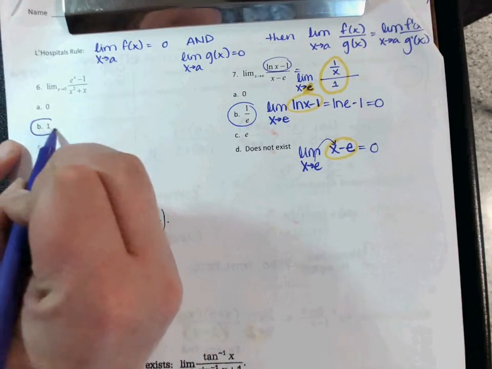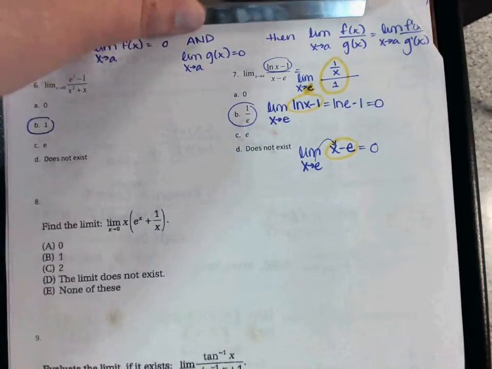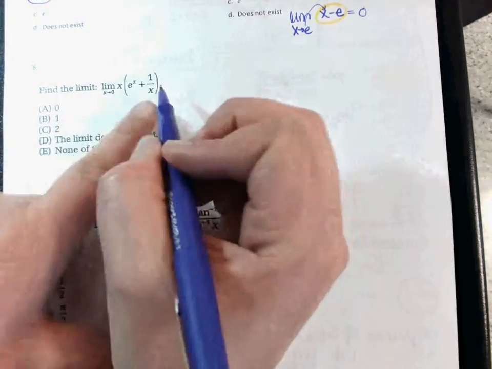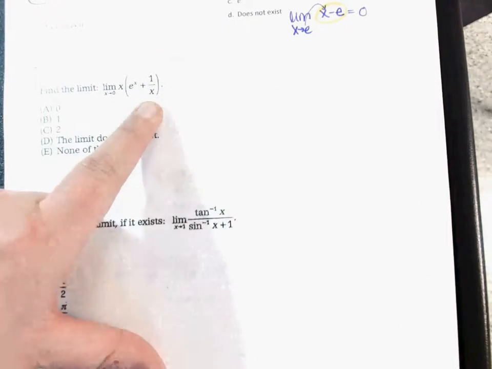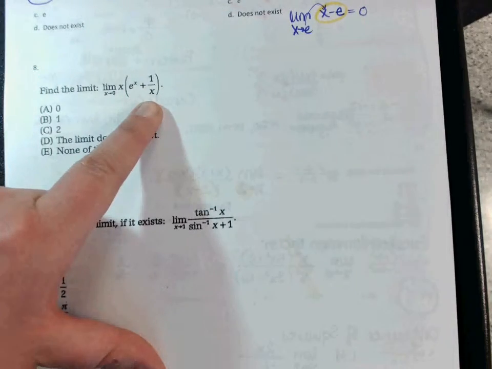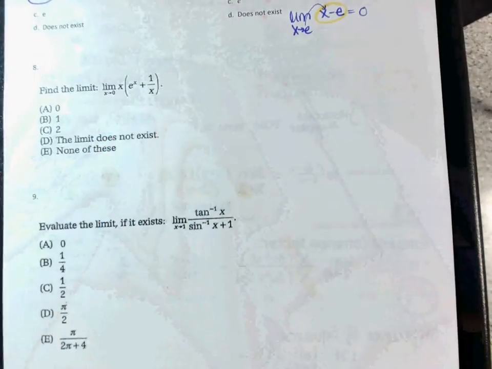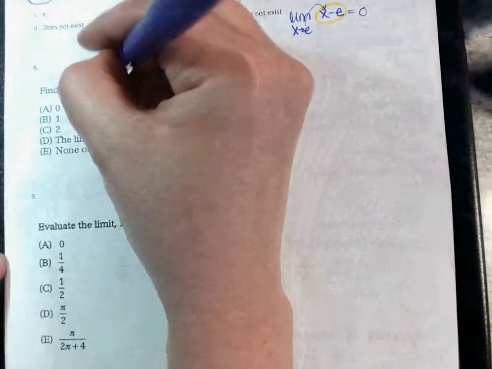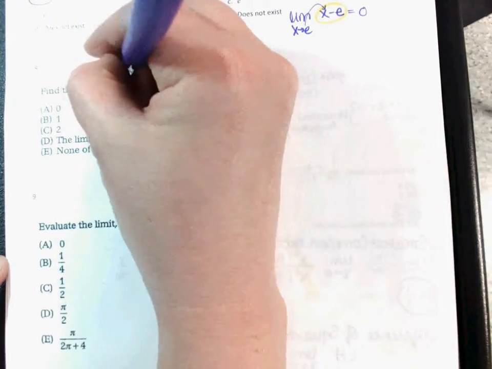Okay. Alright, number 8. The problem is that when I go to plug in 0, I get a 1 over 0 right here, and that doesn't work. Now, why can't you use L'Hopital's rule? Because it's not a fraction, right? This part is a fraction, the whole thing is not. So, what I would recommend here is to distribute.